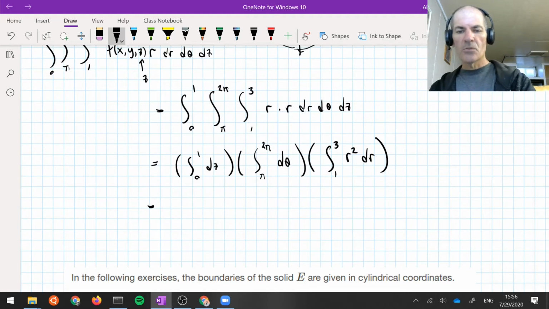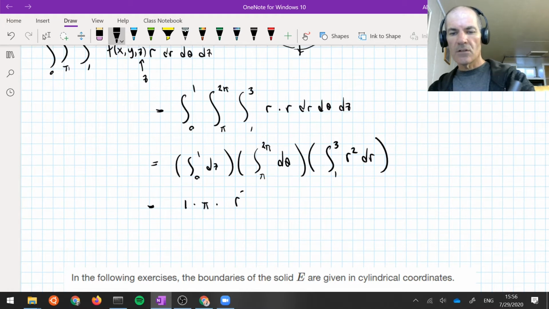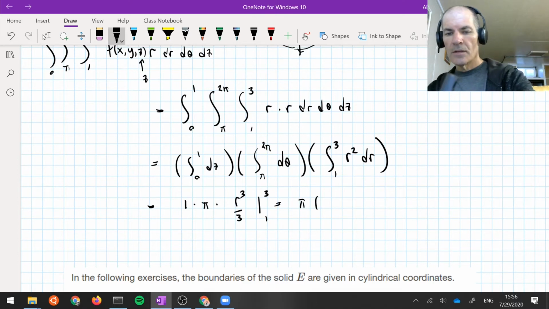For example, the first one, if I integrate z dz, I get 1 minus 0, which is just 1. If I integrate theta, I get 2 pi minus pi, which is just pi. The last one, on the other hand, is r cubed over 3 from 1 to 3. That one we actually have to plug in 3, plug in 1, and subtract. Doing so, we get pi times 3 squared minus 1/3.